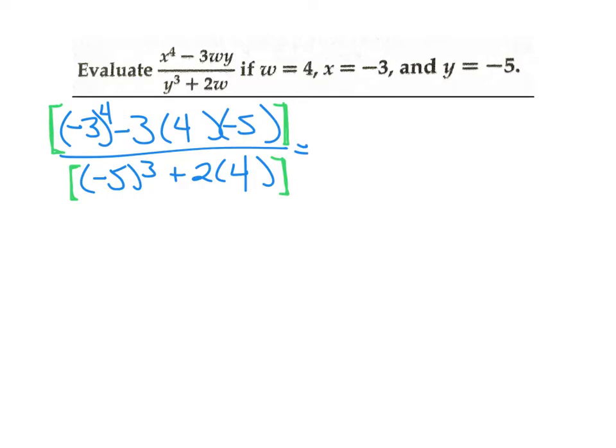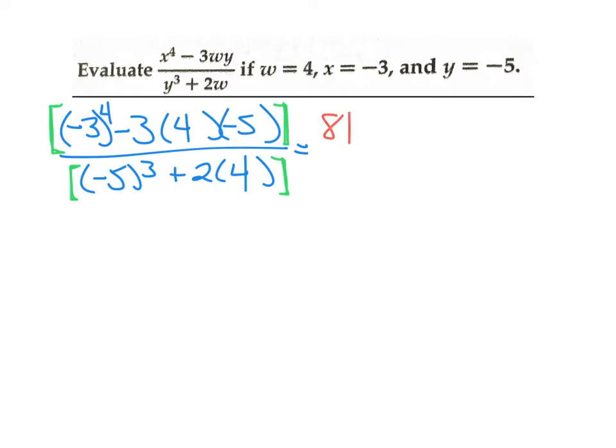Inside the numerator, we have an exponent right here, negative 3 to the fourth, and 3 numbers that are being multiplied together. Let's deal with the exponent first. Negative 3 to the fourth means taking negative 3 times negative 3 times negative 3 times negative 3. One that you could do in your head or in your calculator. Taking a negative to an even power makes it positive. 3 times 3 is 9. Another 3 times 3 is another 9. And 9 times 9 would be 81.